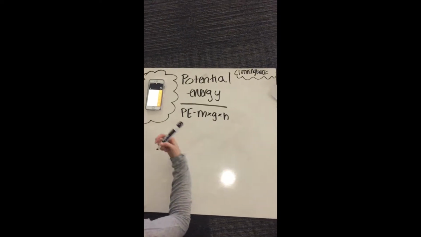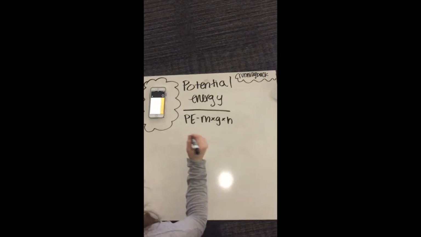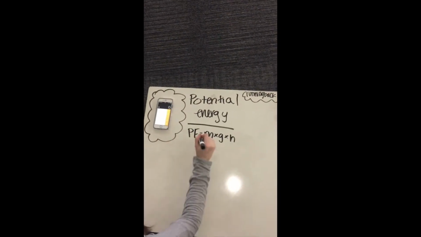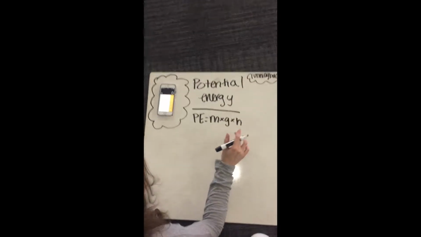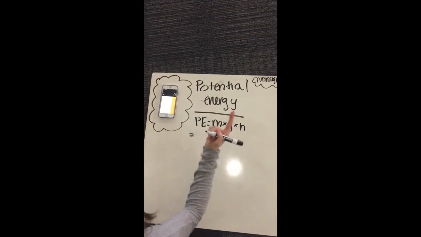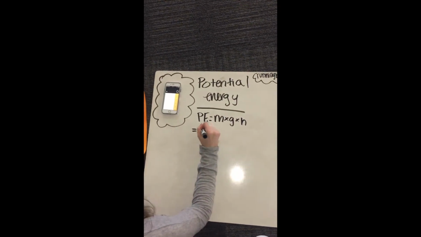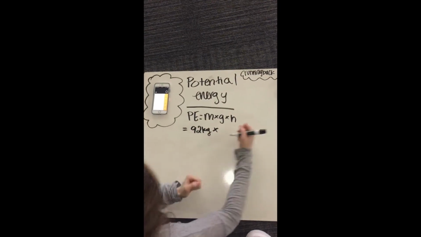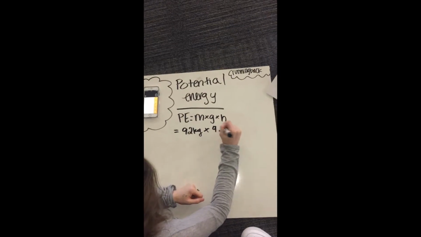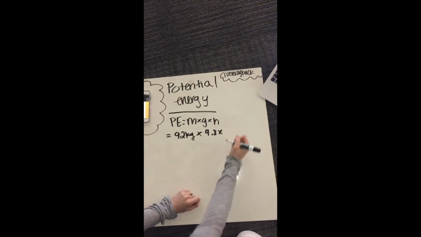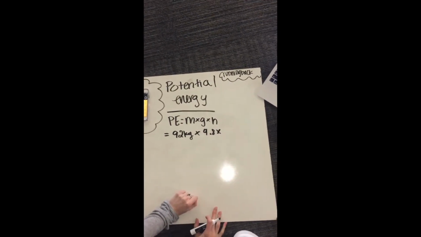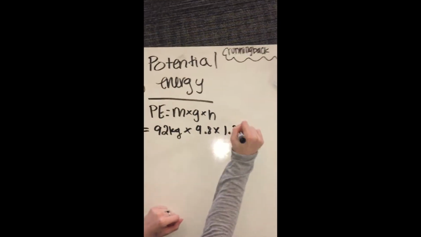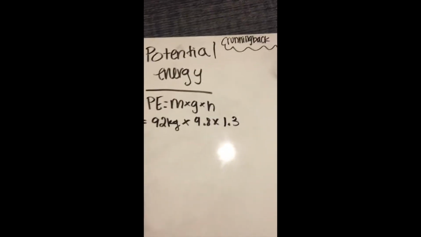Today we're going to be finding the potential energy of the running back. So the formula is potential energy equals mass times gravity times height. So we're going to take the mass of the running back, which is 92 kilograms, multiply that by gravity, which is always 9.8, and then the height at which he jumped, which is 1.3. Now we're going to plug this into our calculator.